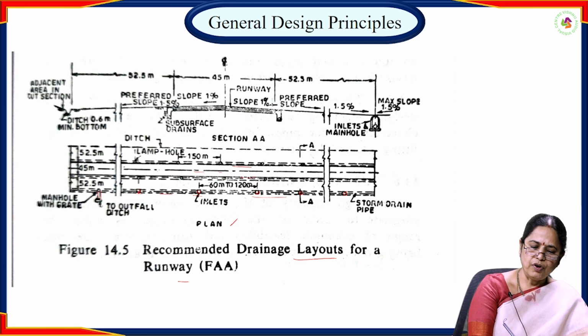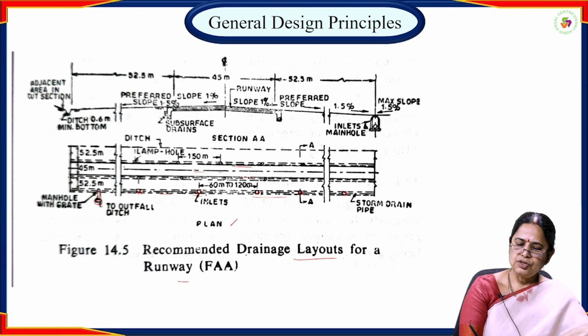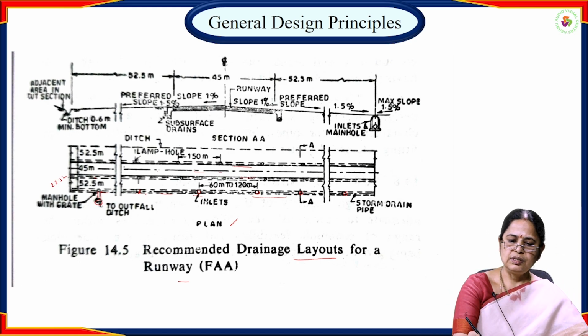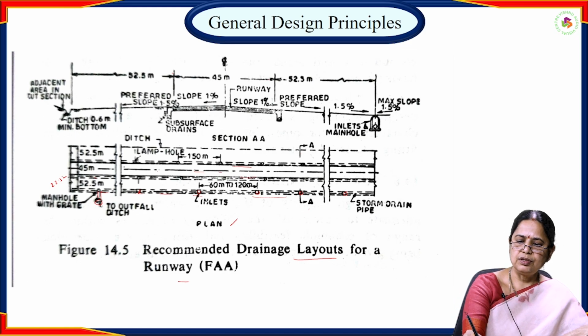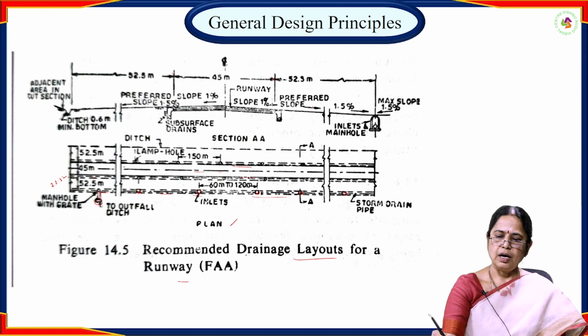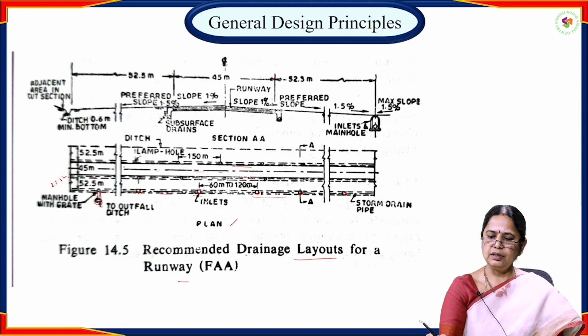This is the outfall. The drainage inlets are placed at a distance between 60 to 120 meters, and from the edge of the pavement to the drainage line, drainage inlets are provided at least 22.5 meters from the edge of the pavement. This is the cross section of AA. Here, 45 meters is the width of the runway, and here is the mentioned slope, which is 1.5%, and this is the inlet manhole.